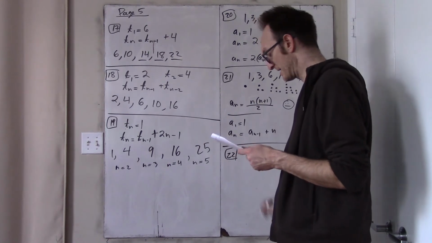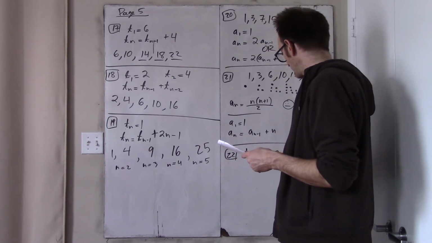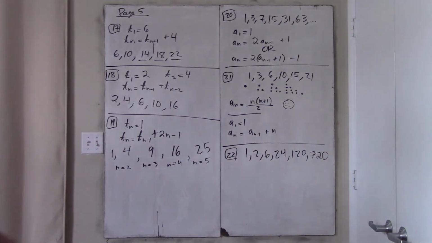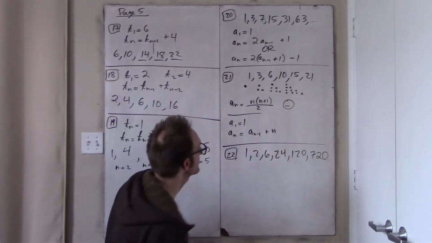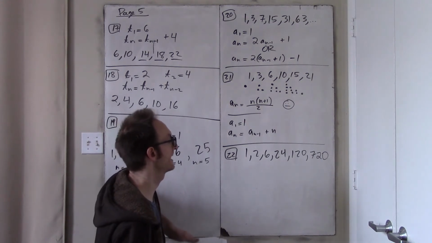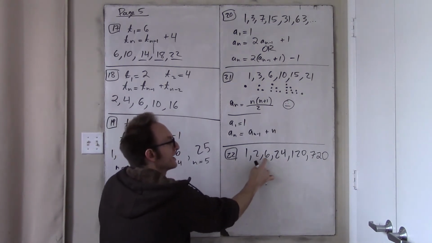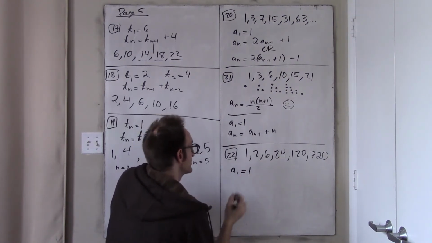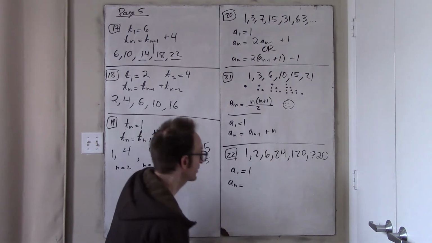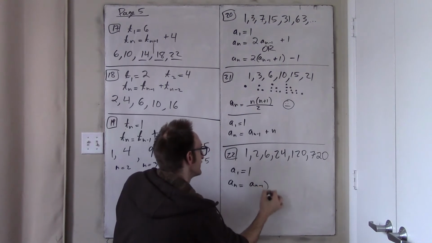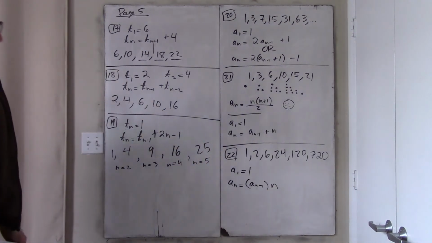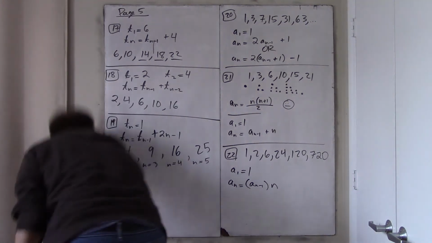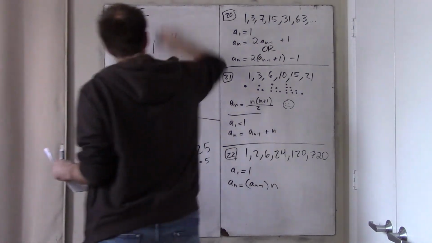Next, 22. 1, 2, 6, 24, 120, 720. Okay, these numbers are also famous. These are the factorials. So how do you get from one of these to another? You multiply by something, right? So here you multiply by 2, here you multiply by 3, here you multiply by 4, then you multiply by 5, multiply by 6, etc. Okay, so I'll just do this one. The first term is 1, and each subsequent term is the previous term times n. Yep. To get to the third term, I multiply by 3, to get to the fourth term, by 4, etc. Okay, good.